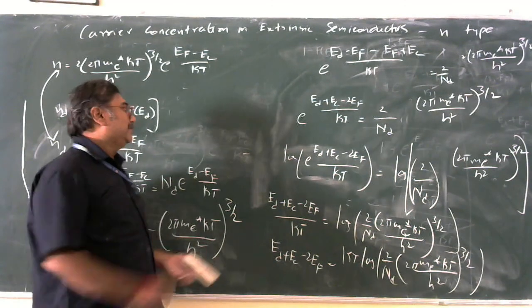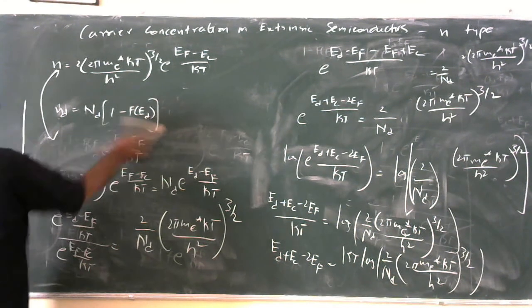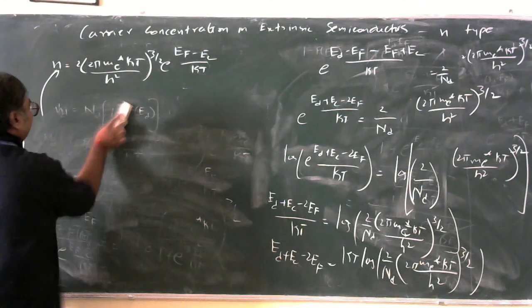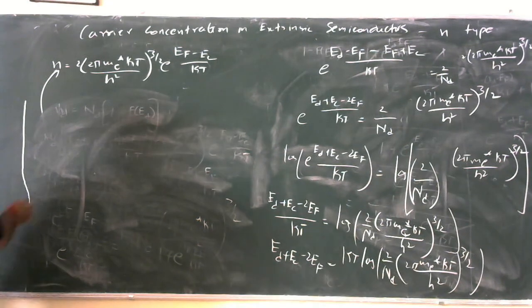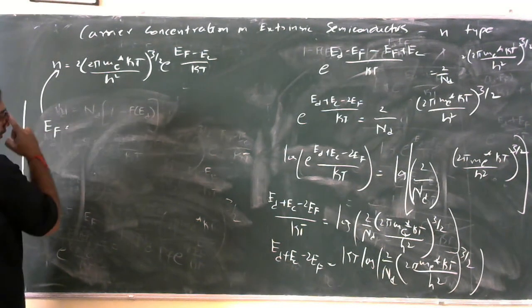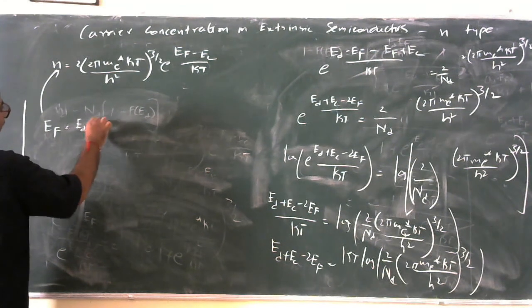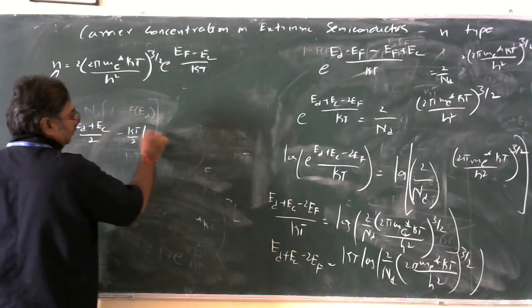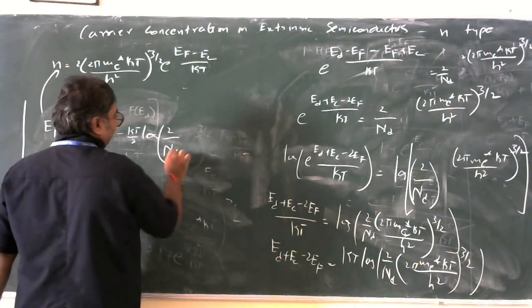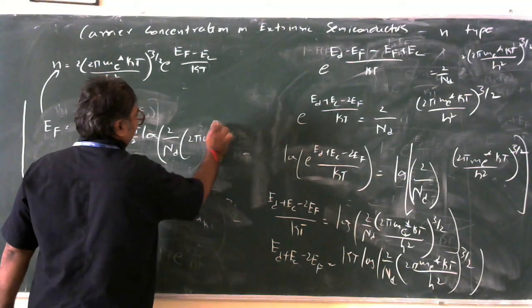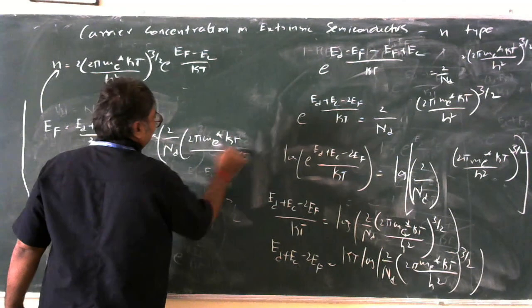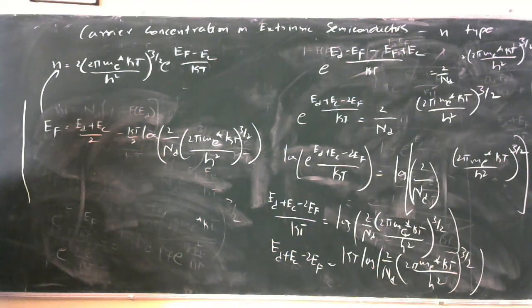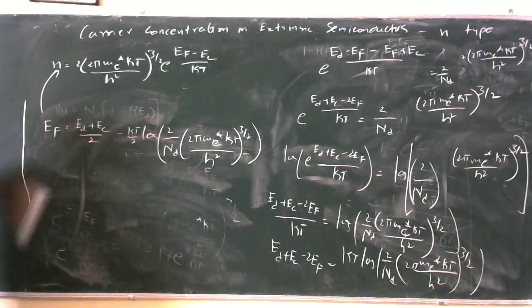So what is the value of EF from this equation? The EF is very simple, because we are going to take the EF to one side and all the other terms to the other side. From this equation, what do we get? We get EF equals (ED plus EC) by 2 minus KT by 2 log of 2 by ND into (2 pi m e star KT by h square) whole power 3 by 2. So now substitute this EF value in this equation. When you substitute, what are we going to get?